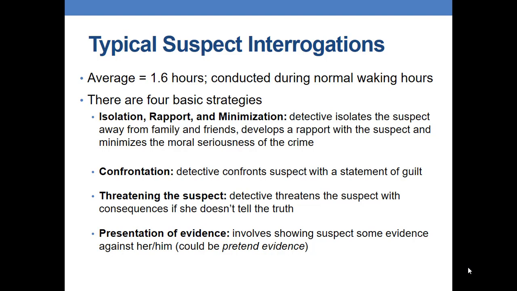Almost all suspect interrogations include 4 elements: isolating the suspect away from family and friends, placing the suspect in a small private room, identifying contradictions in the suspect's account, and trying to establish a rapport with the suspect to gain trust. Many interrogations also involve the detective confronting the suspect with evidence of guilt and appealing to the suspect's self-interests.